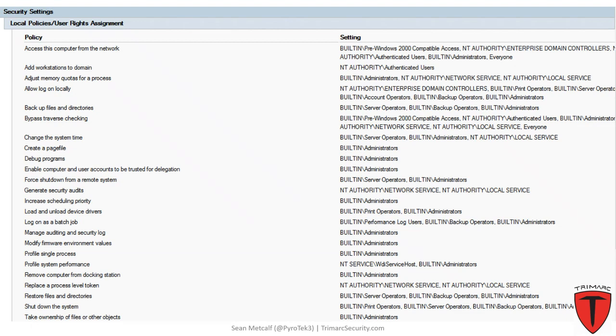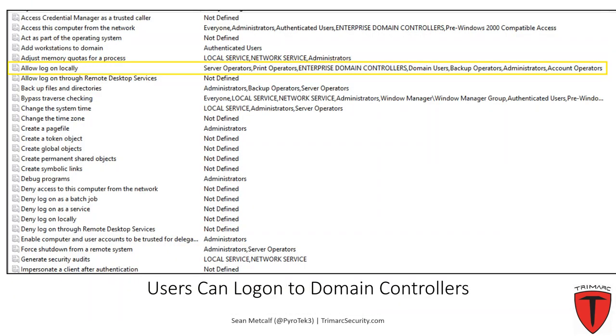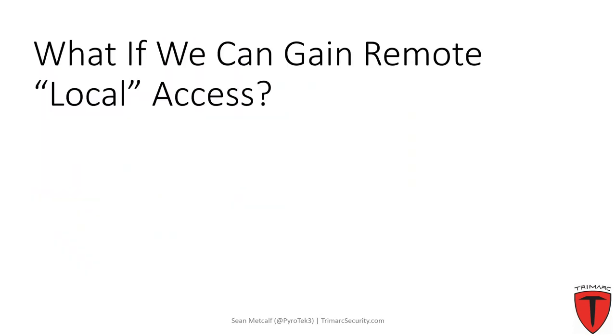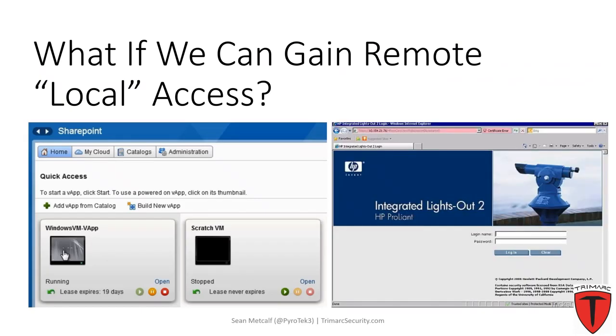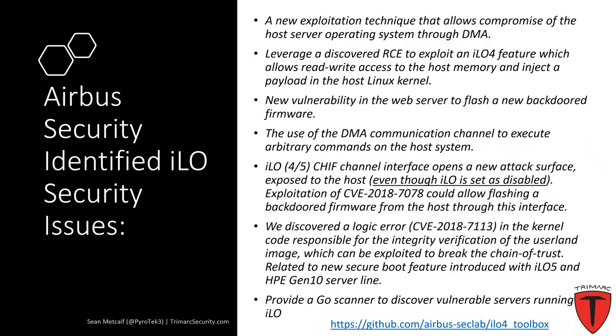User rights assignments: oftentimes we find, I'd say 10% of the time, that domain users is actually added to this for some reason. And this can be a problem because local access is relative. There's VMware, there's iLO. And Airbus Security has identified a number of iLO security issues over the years. This is on the HP platform, originally on the Compaq server platform.